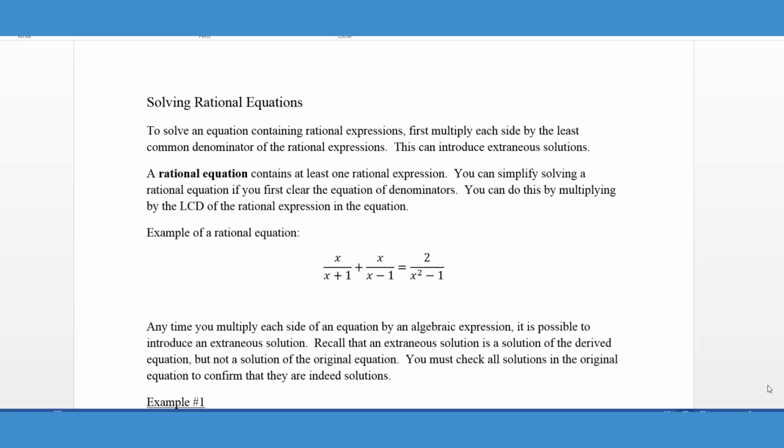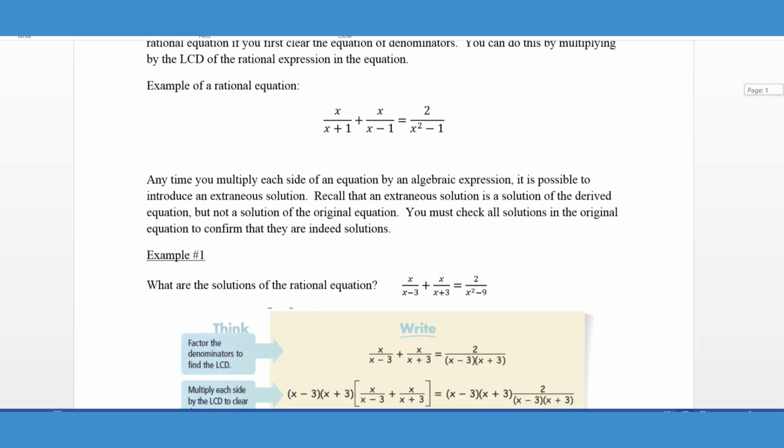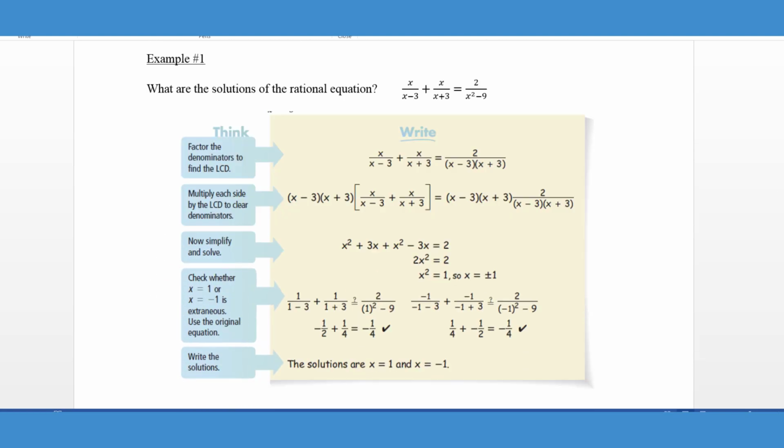So if you take a look here at some of this information, you can look at example number 1, and I'll just go through example number 1 with you real quick. We have a rational equation. We have x minus 3 and x plus 3, and you can quickly see that if you factor out the x squared minus 9, you also end up with an x minus 3 and an x plus 3. So we have all of our given parts here. So we can see that x minus 3 and x plus 3 is common across all of the denominators.